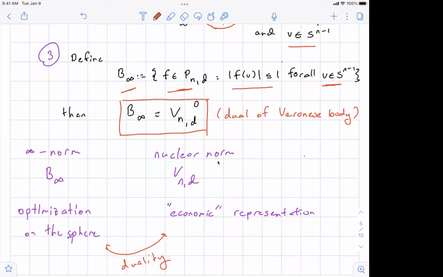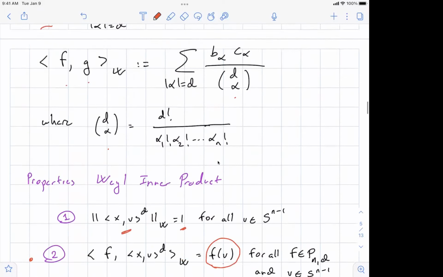Yes, it answered my question, but it raises one other question. This Bombieri-Weil inner product has the important property that it's invariant under orthogonal transformations of the variables. Right, exactly. Is it also true for this Veronese body? Veronese body, you mean, or the nuclear? Yeah, for the Veronese. Yeah, exactly, because it follows by the definition.